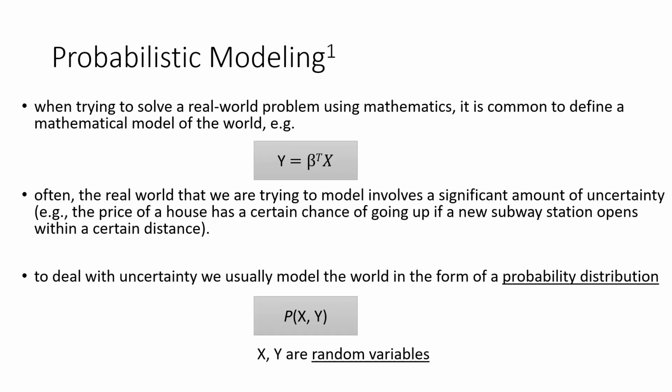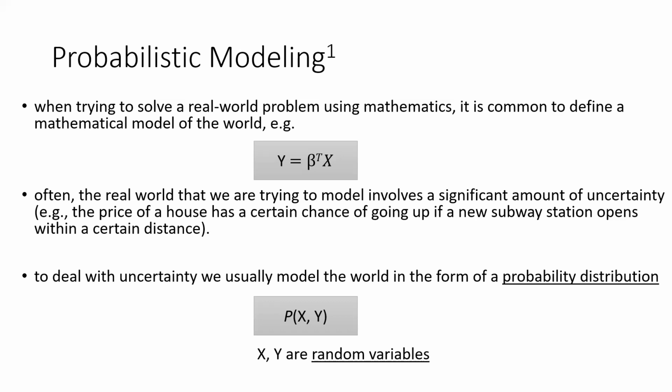I'll start with something that probably everybody knows. When we try to solve a real world problem using mathematics, we usually define a mathematical model of the world. For example, in my first formula, I have a linear formula that says the x values, defined with the x vector, have a linear relationship with the y variables on the right.